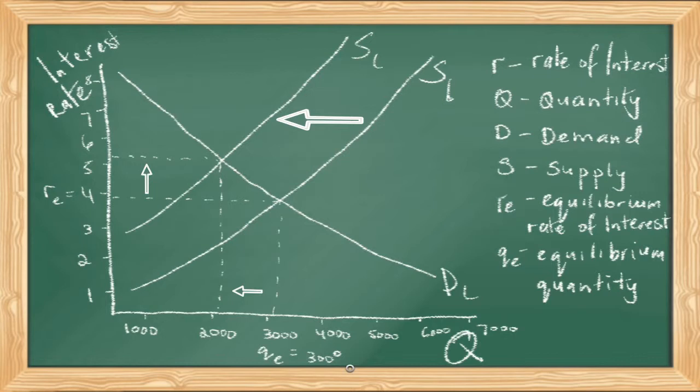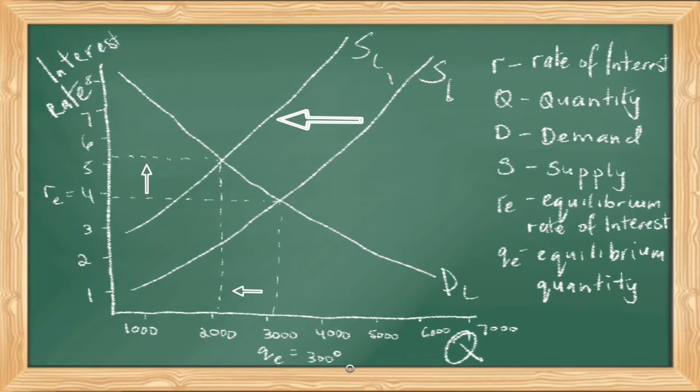So previously we saw that when the demand for loanable funds increased, there was an increase in the rate of interest, but there was also an increase in the equilibrium quantity of loanable funds. In this scenario, however, when there was a fall in the supply of loanable funds, what we saw was an increase also in the interest rate, but a decrease in the equilibrium quantity of loanable funds.